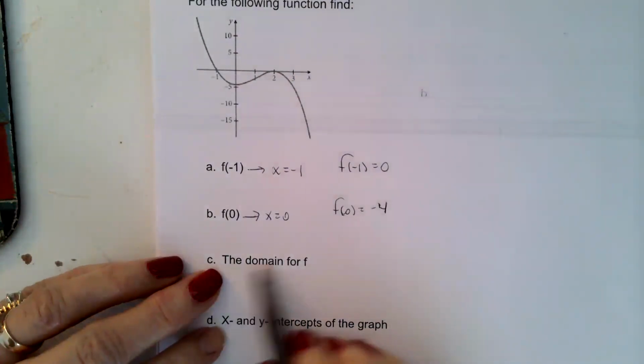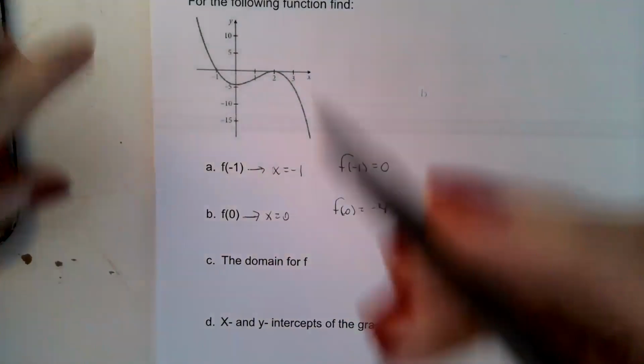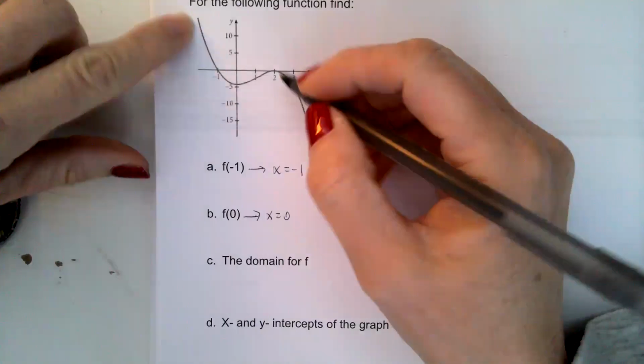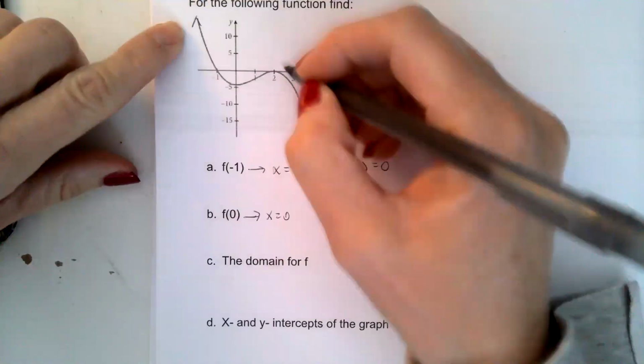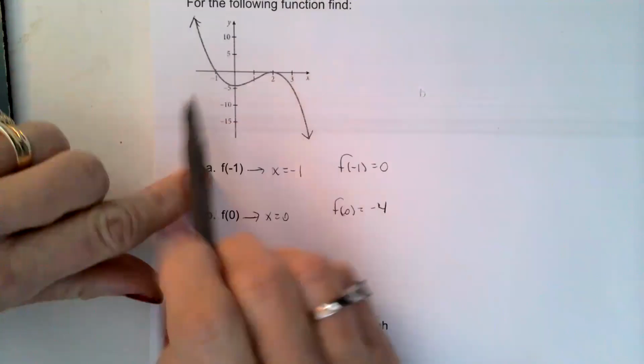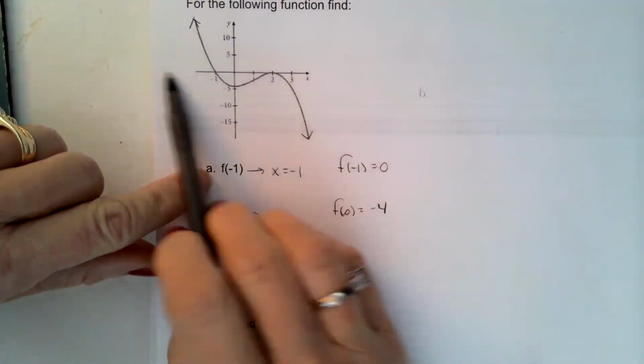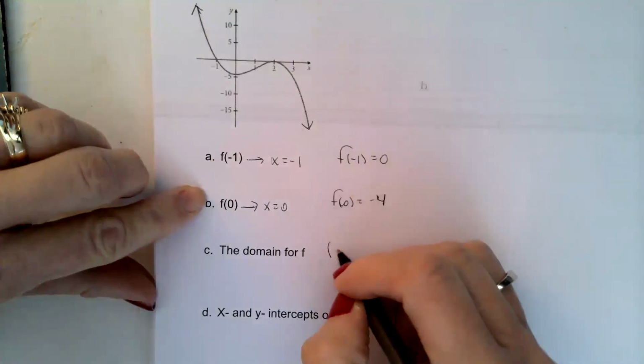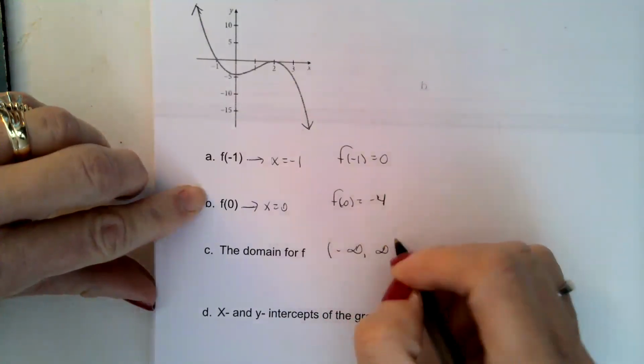Then it looks like the domain for f. So I'm going to go by only what I see here. We're going to assume that this is going to go on forever. Okay. They don't have arrows, but we're going to assume. So it looks like I have no restrictions. I can put any x in. So my domain is going to be negative infinity to infinity.